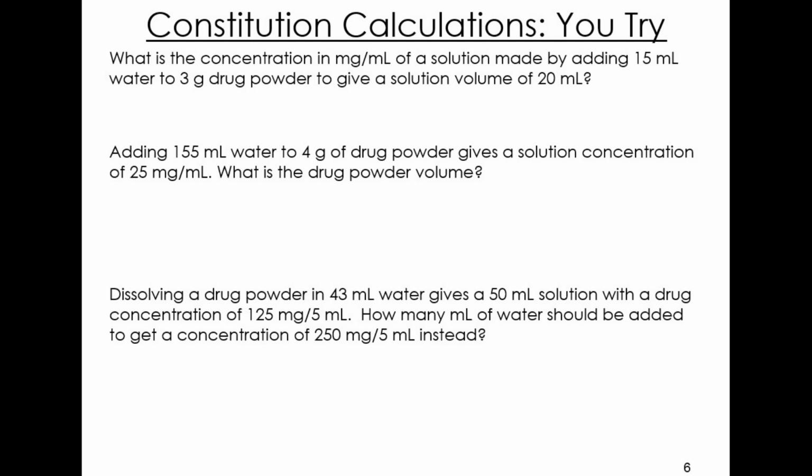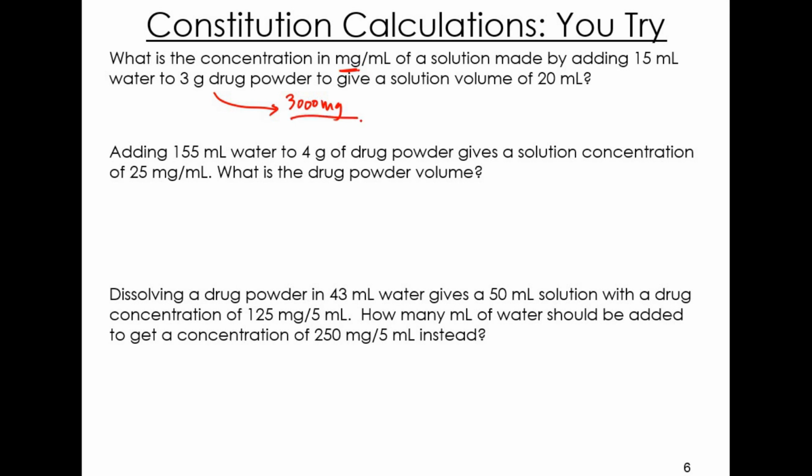All right, the first question asks what the concentration will be in milligrams per milliliter if we add 15 mils of water to 3,000 milligrams drug powder to give a solution volume of 20 mils. So this is actually pretty straightforward. We know what the total drug mass is going to be, 3,000 milligrams, same as 3 grams.